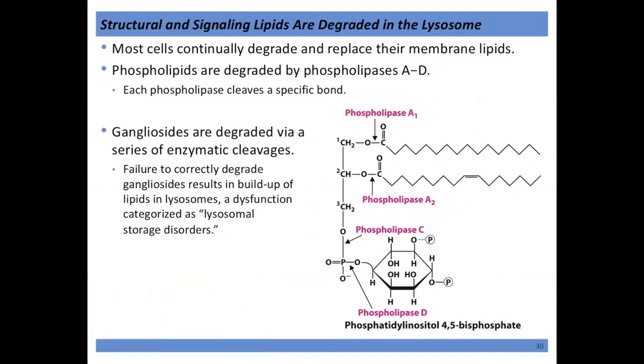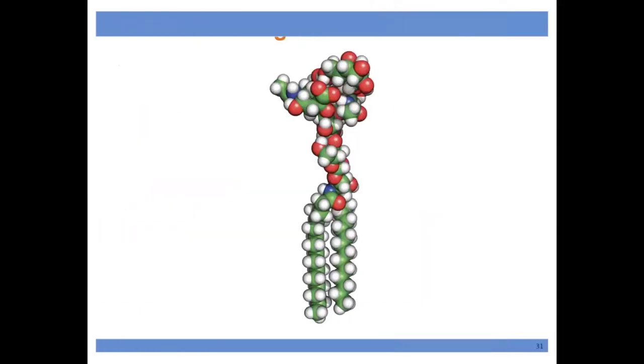And there's actually a lot of diseases that are based on improper handling and metabolism of the gangliosides. And these are referred to as lysosomal storage disorders. So actually quite a few different examples of those.